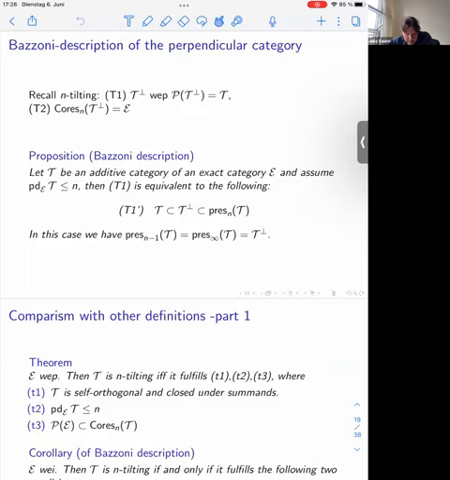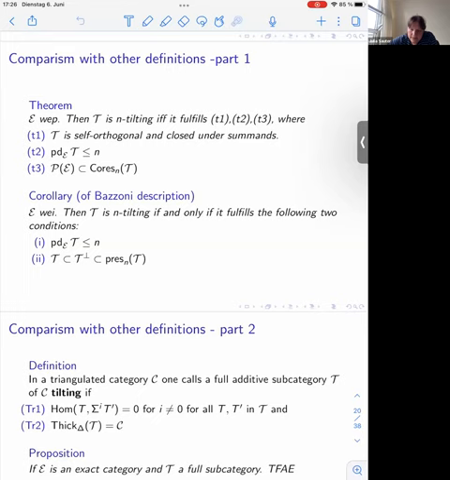And then let's compare this with other situations. The classical thing is if you have enough projectives in E, then of course everybody can write down what tilting should mean. Then T has to be self-orthogonal and closed under summands, projective dimension smaller or equal n, and P(E), the projectives, have n coresolutions in T.